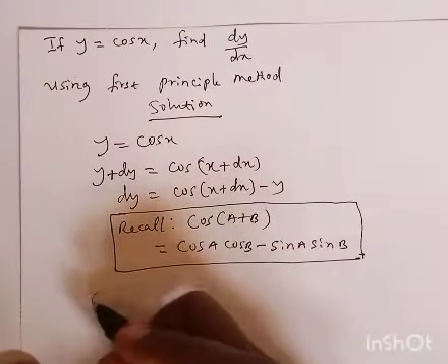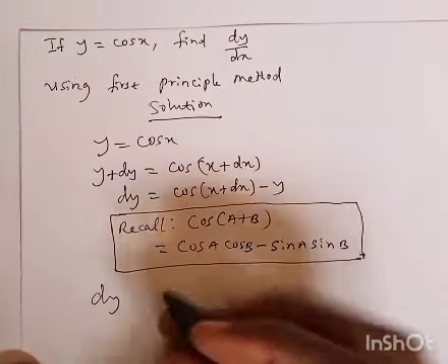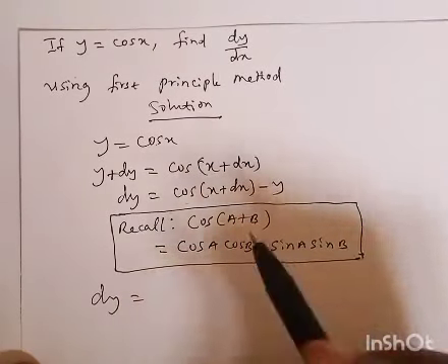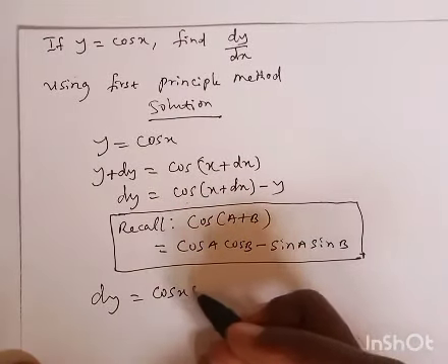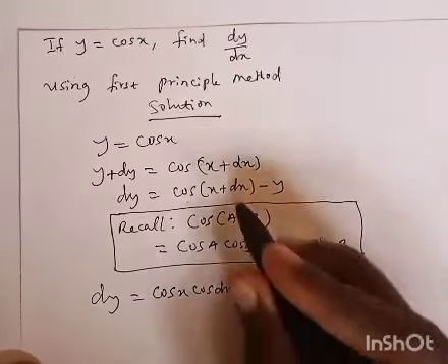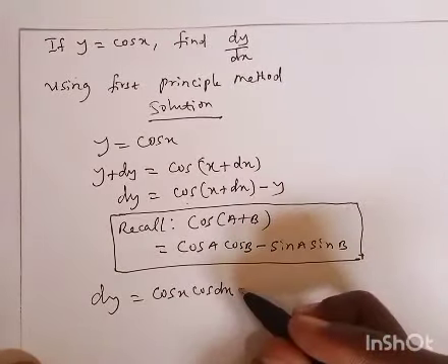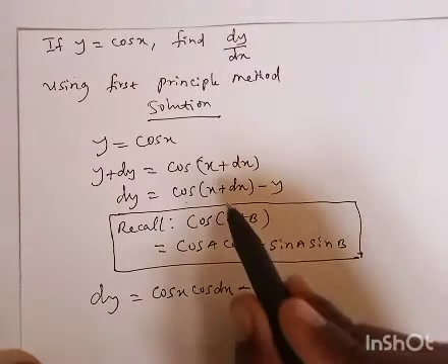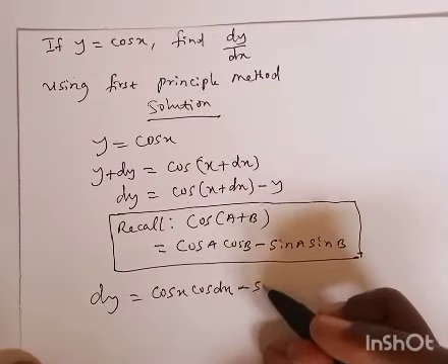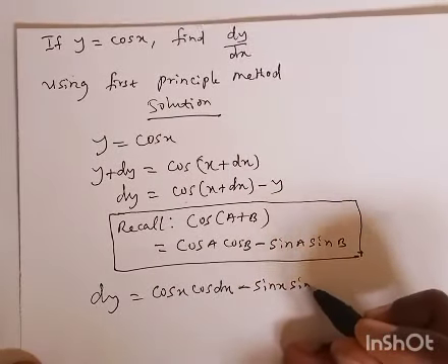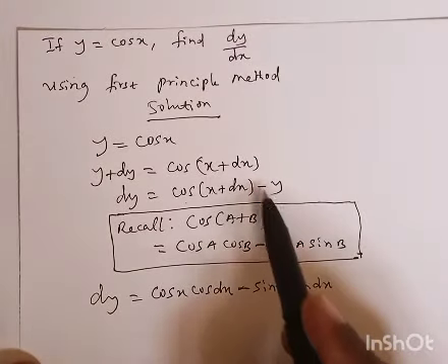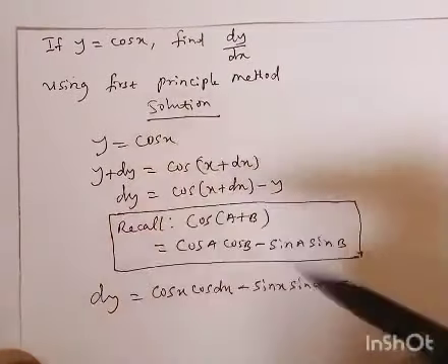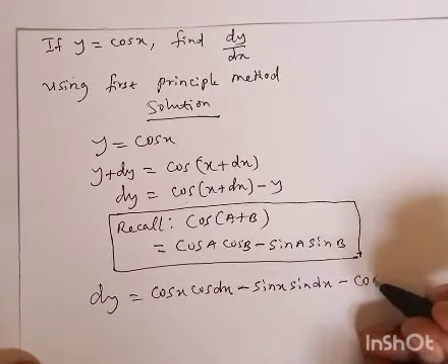So this can be expanded using this idea. We have dy equals, if we expand this, instead of cos A cos B, you have cos x cos dx. Then minus, put minus here, sine A sine B, which means sine x sine dx. You are done with this, you have minus y there. Your y is the same thing as cos x, so now instead of y, you write cos x.